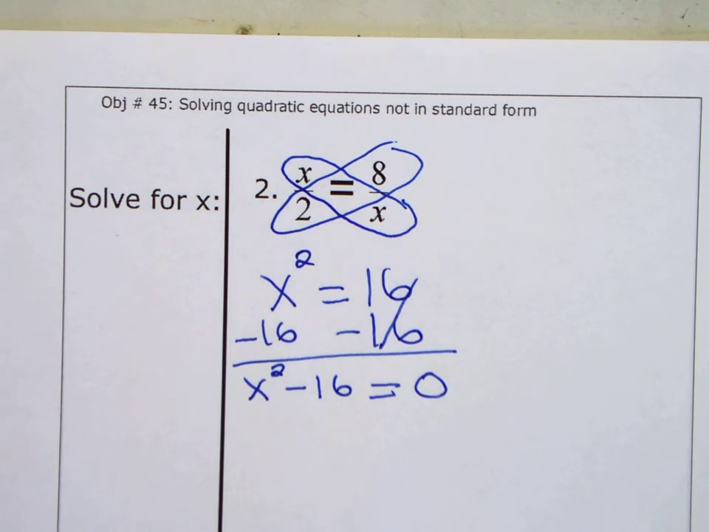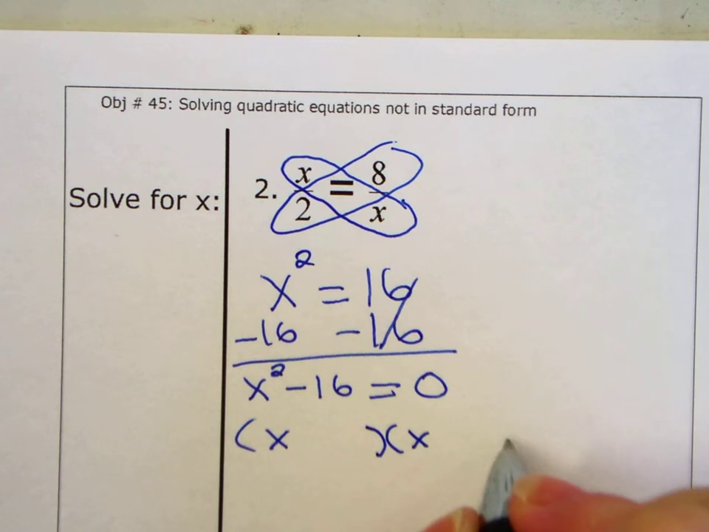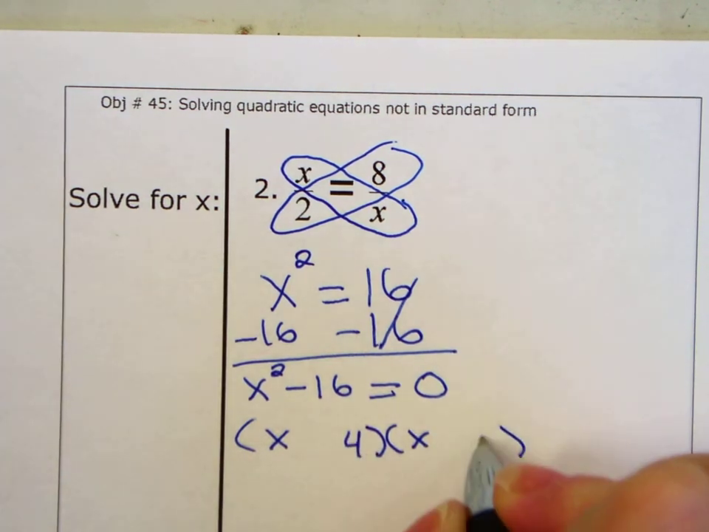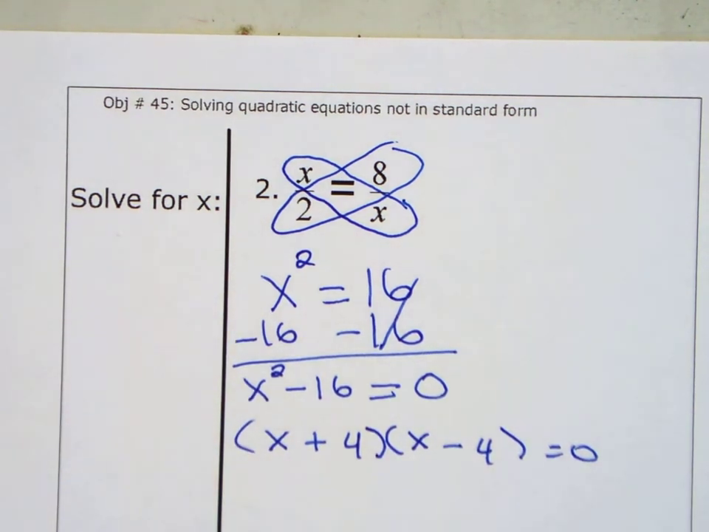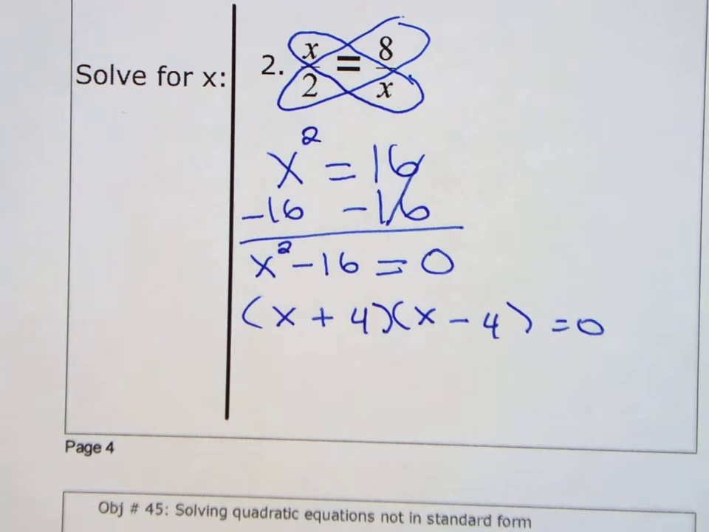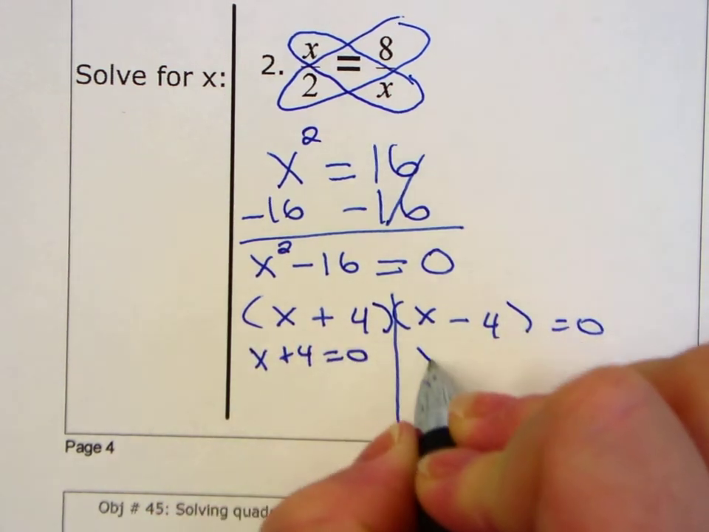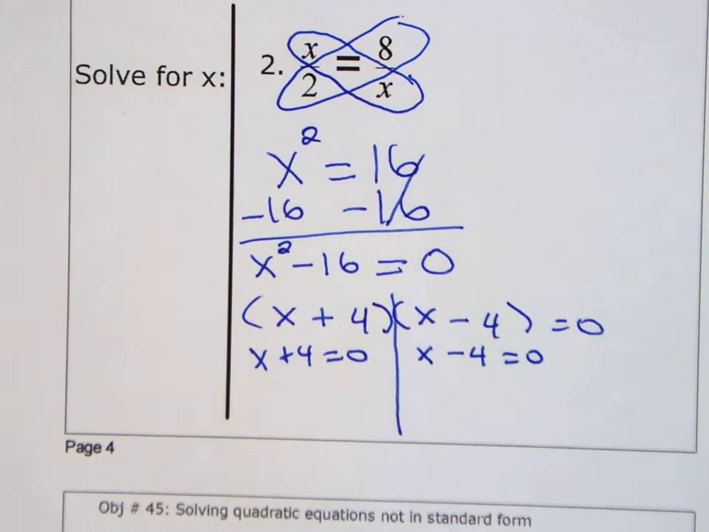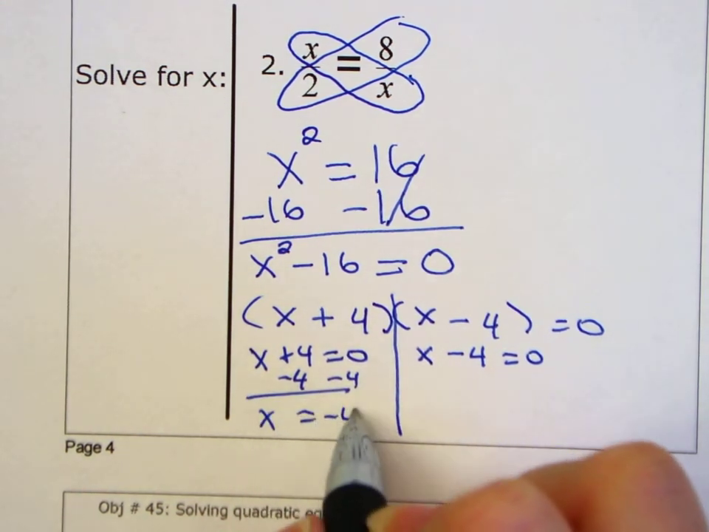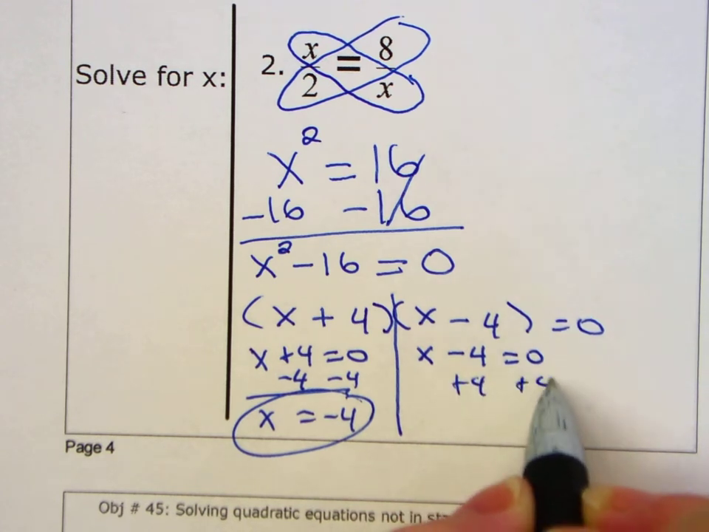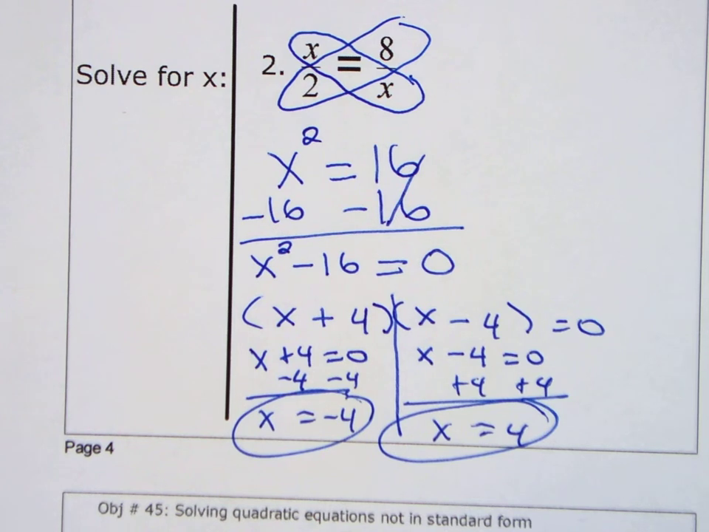How do you factor x squared minus 16? That's a difference of two squares. What's the square root of 16? 4 and 4. One's plus, one's minus. And then I draw my line and set them equal. x plus 4 equals 0. x minus 4 equals 0. Minus 4, plus 4. And we're done.